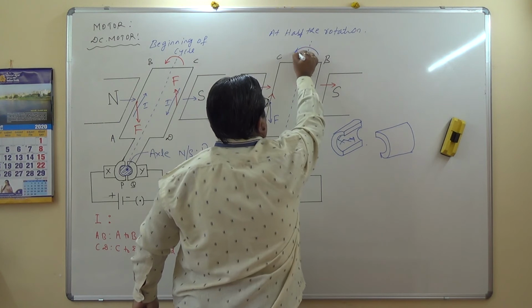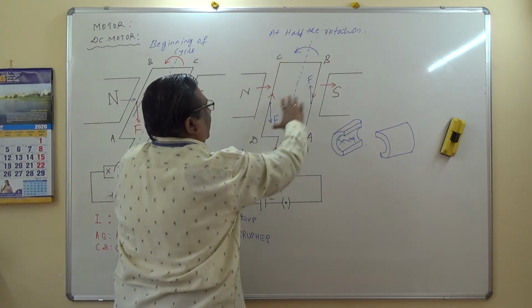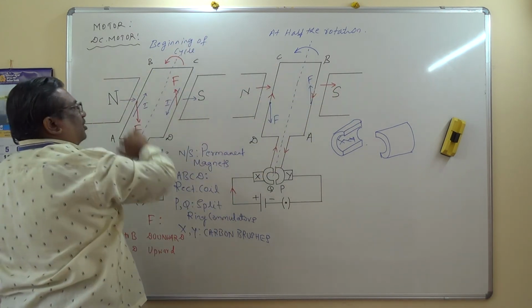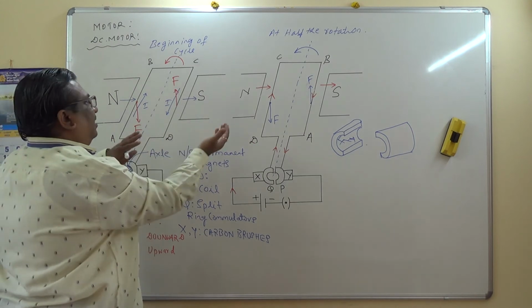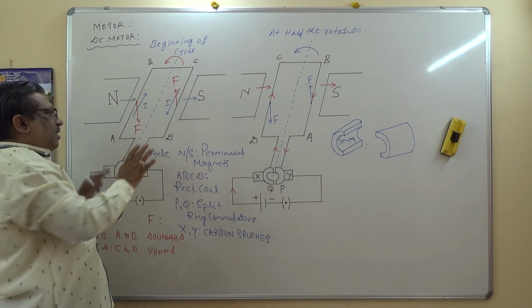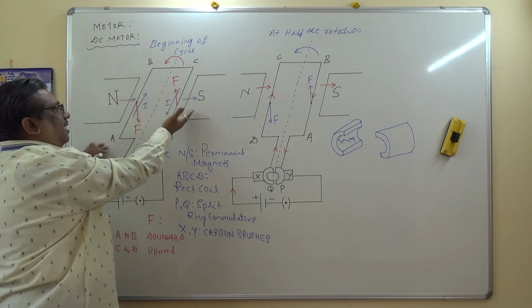This way, the rotation. That means the moment it takes a rotation, AB comes back to the initial position, CD goes back to the initial position, and once again this cycle continues. First half cycle, this arm comes to this side and this arm comes to this side.